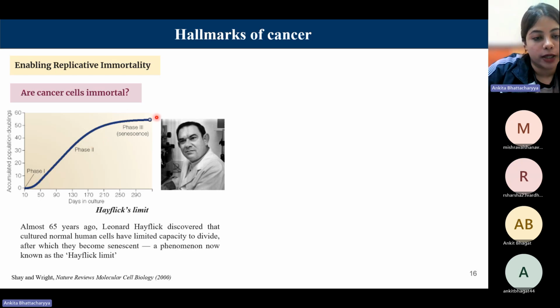But beyond a point, after a certain number of passages, cells attain senescence, which means that cells are no longer actually dividing. So this is the ability of normal cells. Keep it in mind. The cells attain senescence. This is known as Hayflick's limit because he gave the concept. This is the nomenclature that was followed.